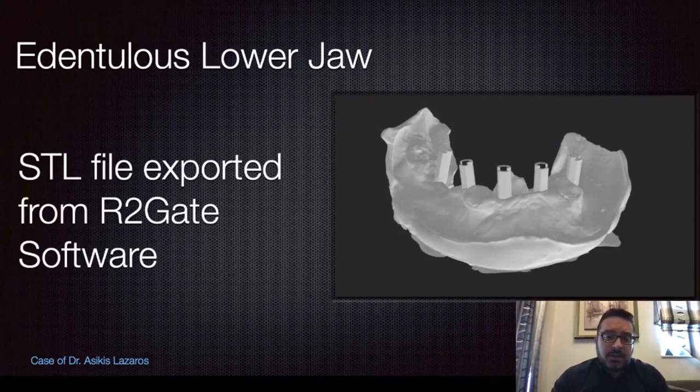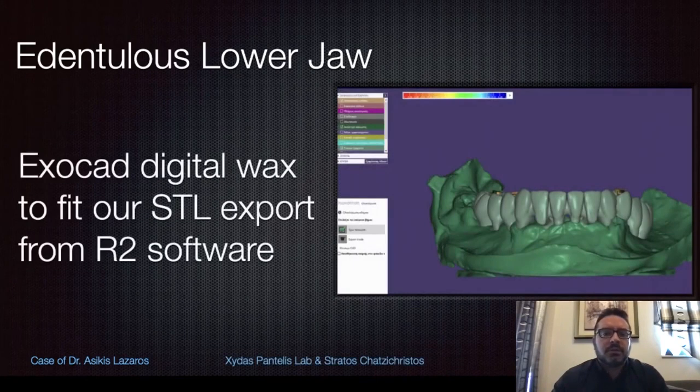And after finalizing and exporting the STL files, this is the file that is created with the scan abutment. This file was sent to Pantelis Xidas lab, and he 3D printed the model for the RP analogs. Okay, this is the fitting, the provisional, and the RP analogs inside, as you can see.